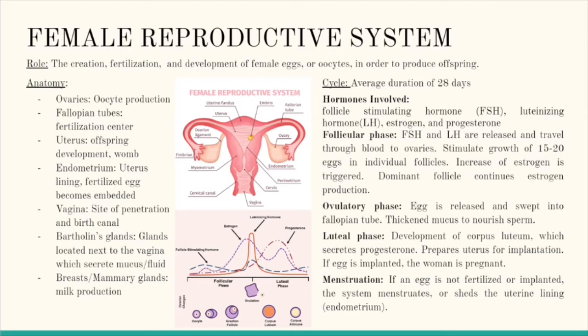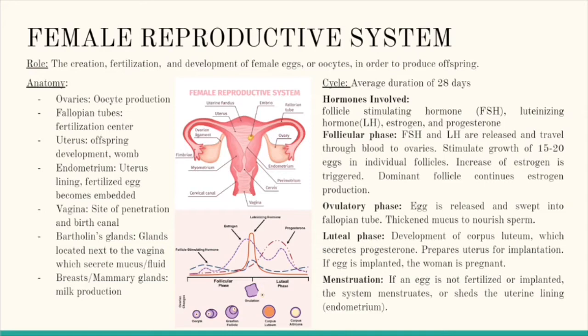You have several phases in your cycle. The first phase is the follicular phase, in which the FSH and the LH hormones are released, and these hormones travel through the blood into the ovaries. This stimulates a growth of about 15 to 20 eggs in individual follicles. An increase of estrogen is triggered in this phase, and dominant follicles continue estrogen production.